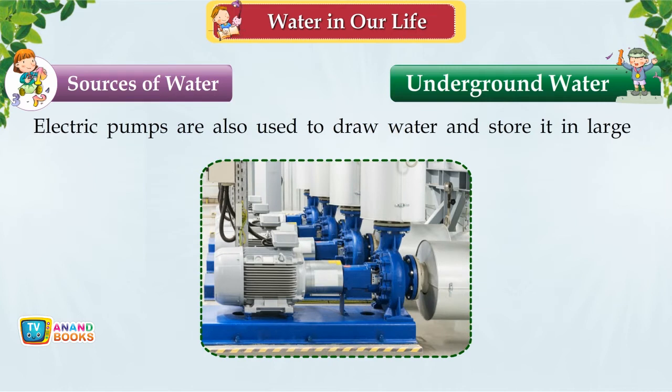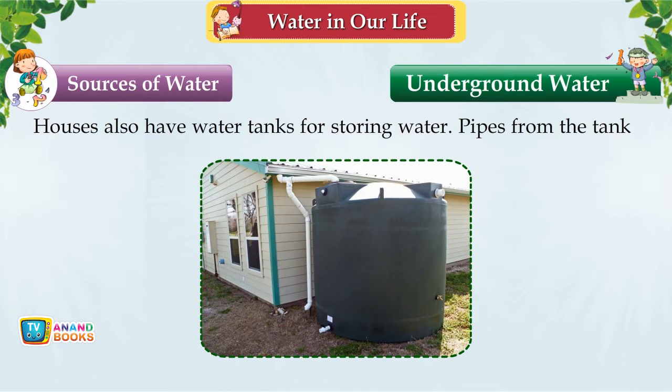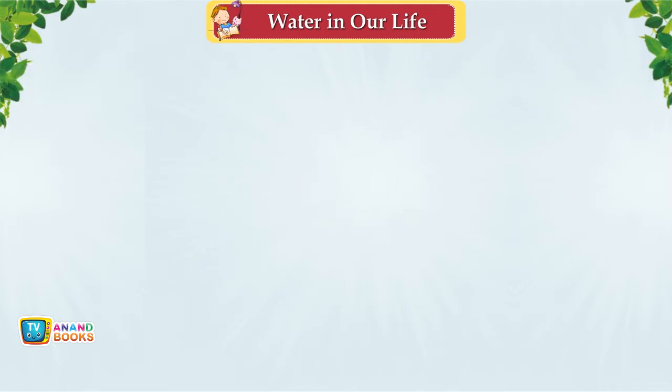Electric pumps are also used to draw water and store it in large tanks. From there, water is sent to every home through a network of pipes. Houses also have water tanks for storing water. Pipes from the tanks supply water to the taps in the houses.